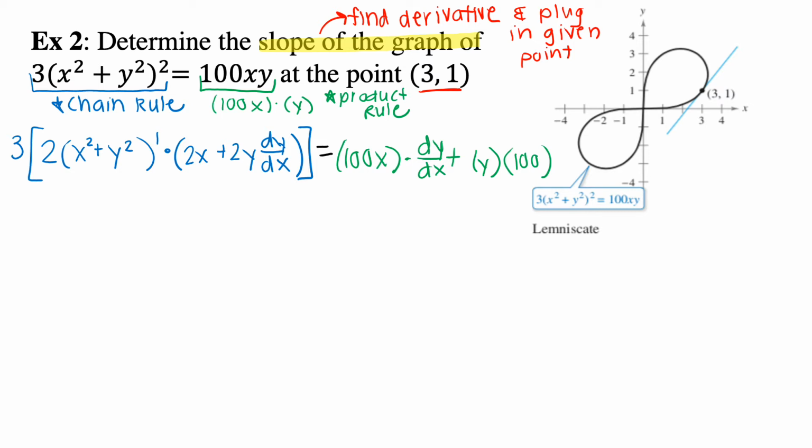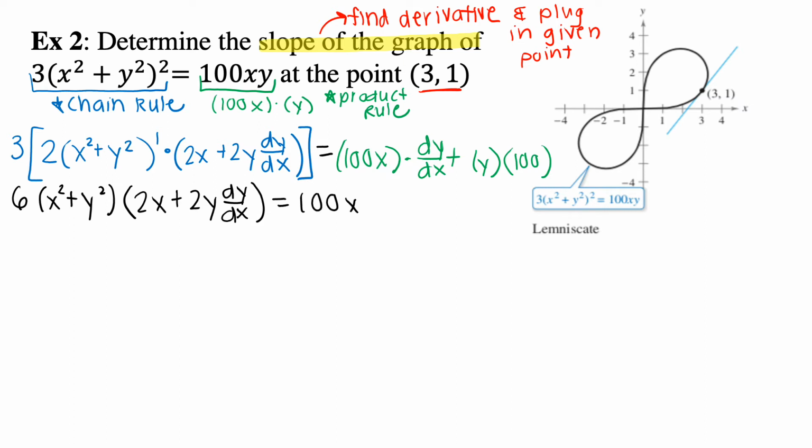From here, we want to go ahead and simplify. Remember, our goal is to move all of our dy dx terms to the left and all of the rest of our terms to the right. So when we go to simplify, I'm going to start just by multiplying this 3 times 2. So I have 6 times x squared plus y squared times 2x plus 2y dy dx, and that's equal to 100x dy dx plus 100y.